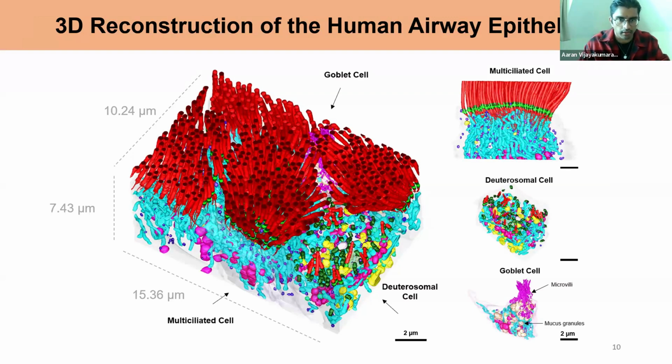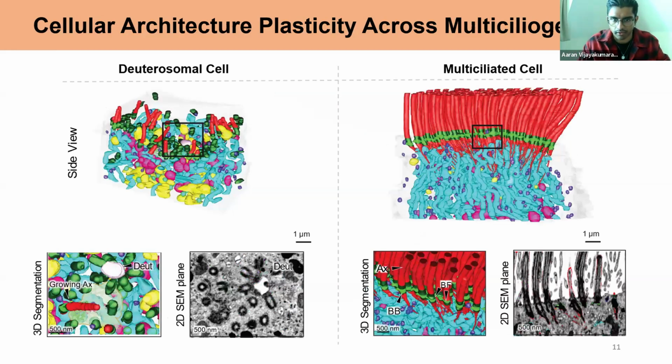So we've got a multiciliated cell, which is fully differentiated. We have a deuterosomal intermediate cell, and we also identified a goblet cell. Because we were interested in just multiciliogenesis, we were specifically looking at the comparison between the deuterosomal cell and the multiciliated cell. We were able to identify the deuterosomal cell based on the identification of a deuterosome, which is this fibrogranular material. We can see migrating centrioles coming off, and we have the 2D SEM plane here. And I think maybe we can see some docked axonemes and some migrating centrioles.